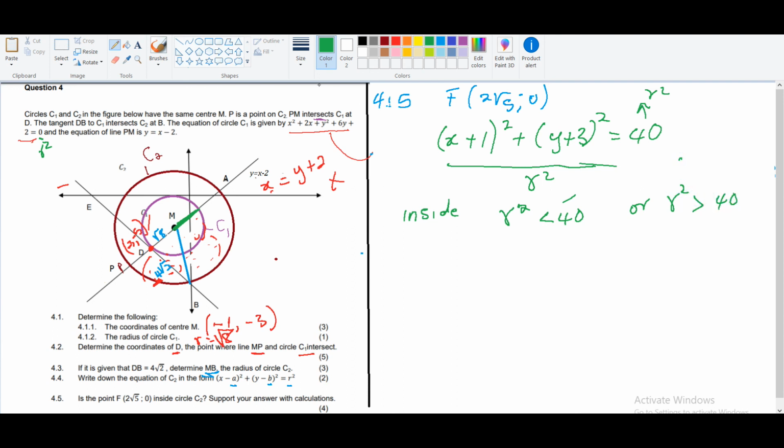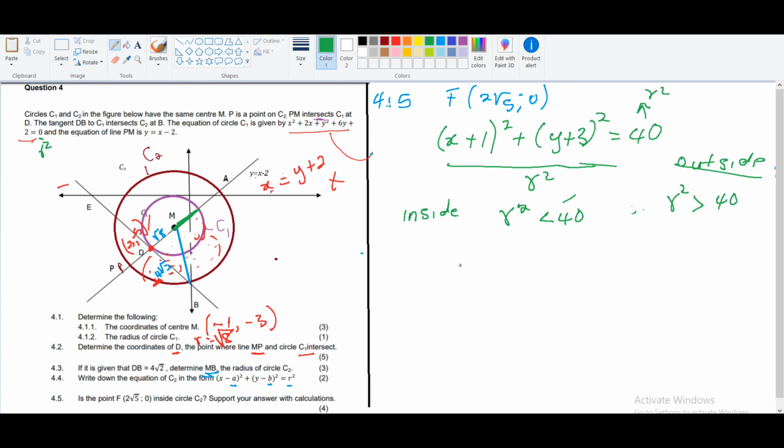Sorry, I was not supposed to write O. I told you guys that my mind is self-quarantining, it's self-isolating from me. Okay, so this is the condition for the point to be inside. But then what is outside? If it's greater than 40, that means it's lying outside, right? So take the x and y values you are given, substitute them there and see if it's less than 40 or greater than 40. If it's less than 40, it is inside.